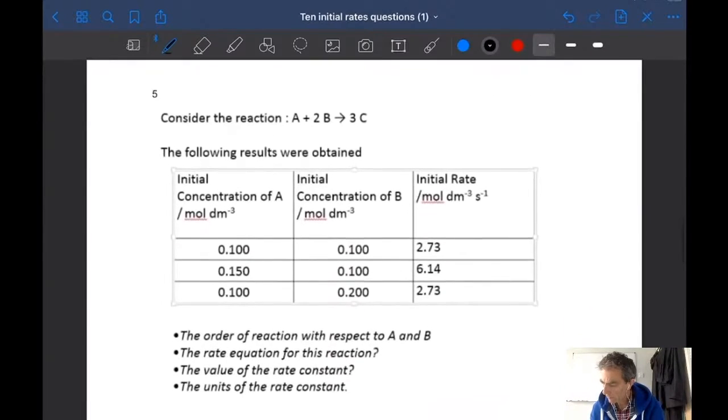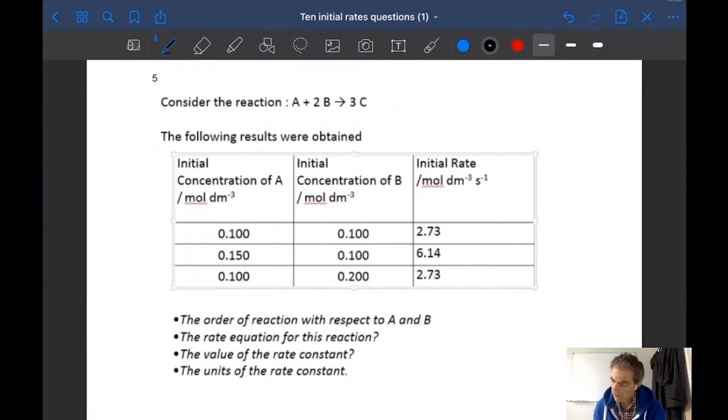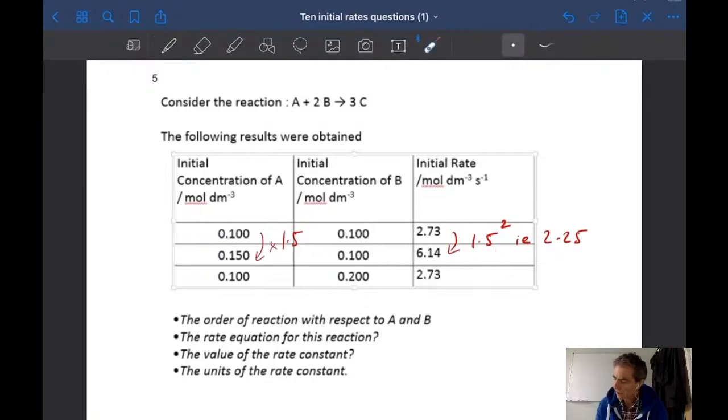Okay, so number 5 now. So the initial concentration, if you look at 1 and 2, or the first 2 rows, there's no experiment numbers here, you can see that B is staying at 0.1, whereas this one has gone up by 1.5. So what's happening to the rate? It's actually gone up by 1.5 squared times, okay? It's gone up 2.25 times.